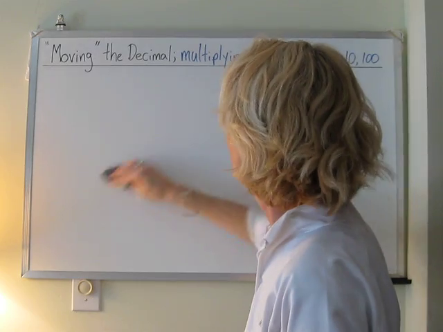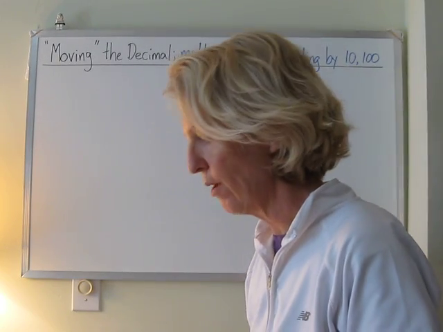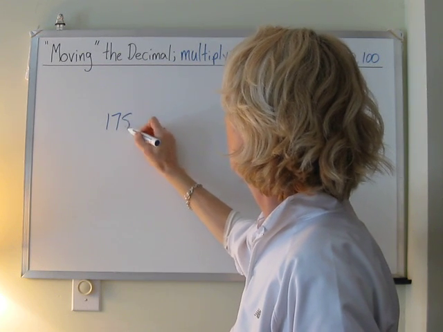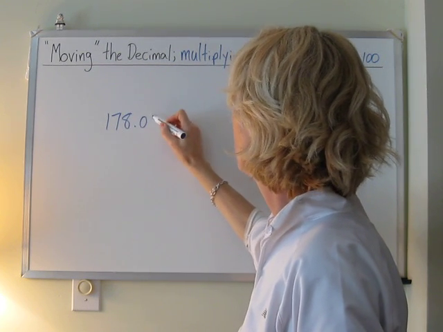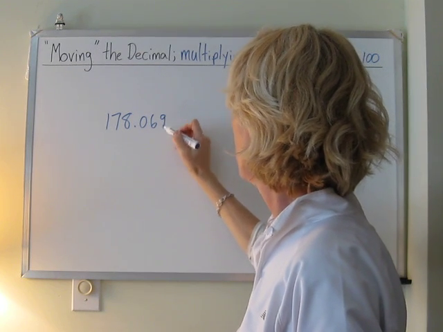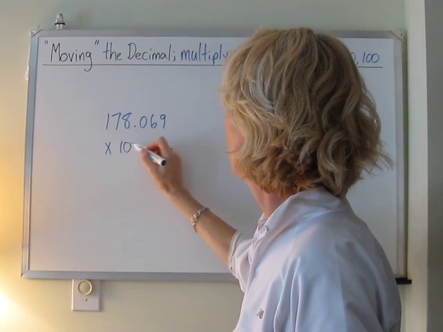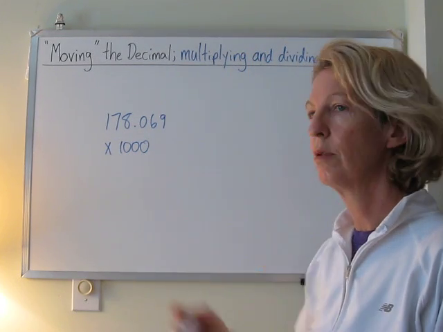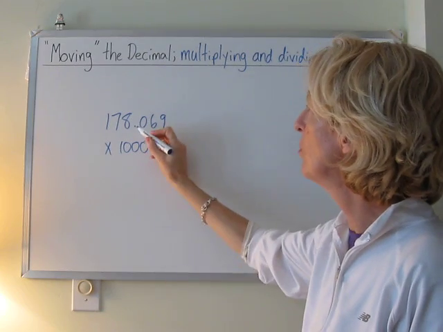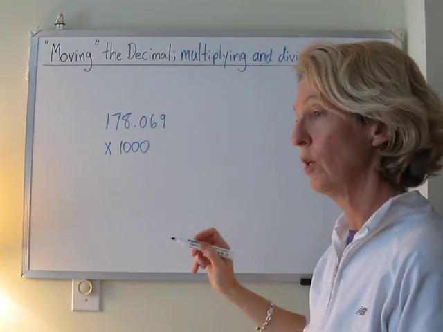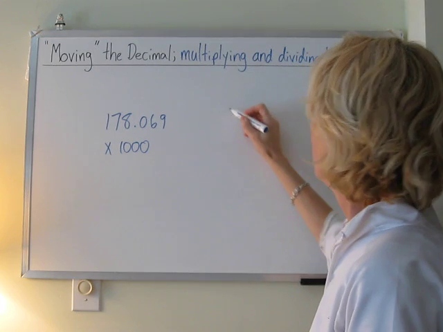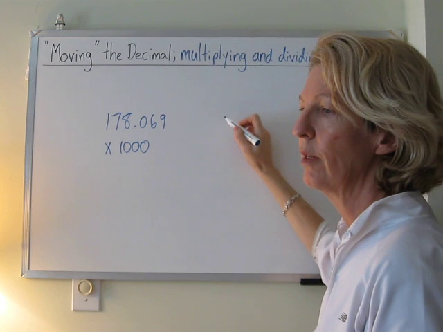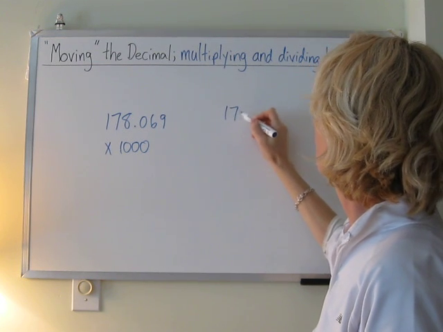What if we have 178.069, and we're going to multiply that by 1,000. How many zeros do we have here? 3. How many positions are we going to move our decimal? 3. Yeah, good. So what's our answer going to be? Can you tell me? Just say the numbers. We'll figure it out later. 1. 7. 8.